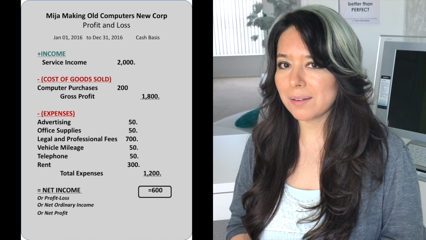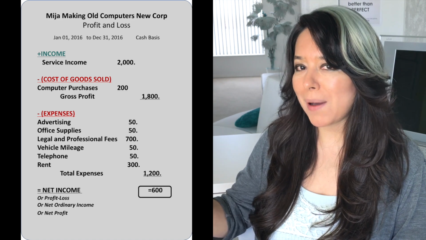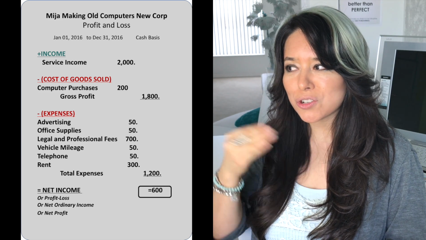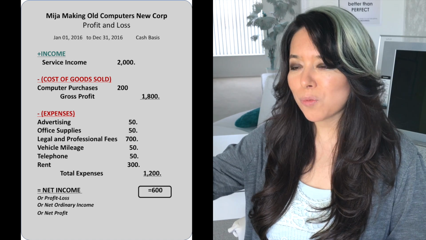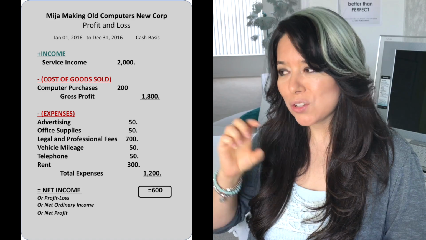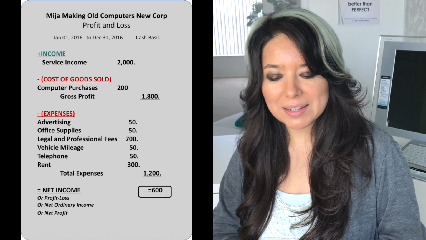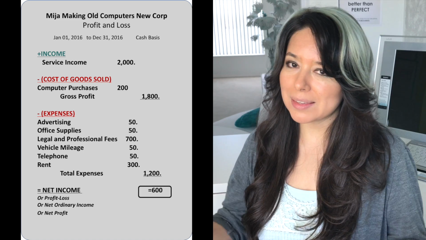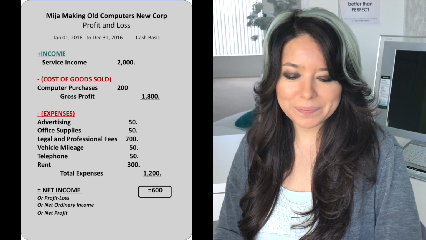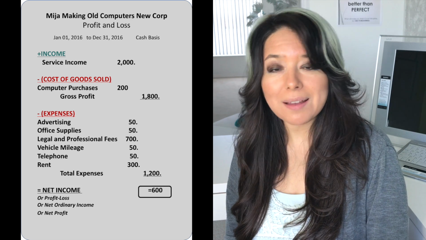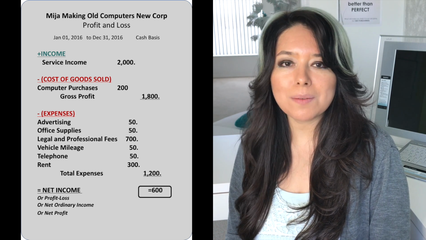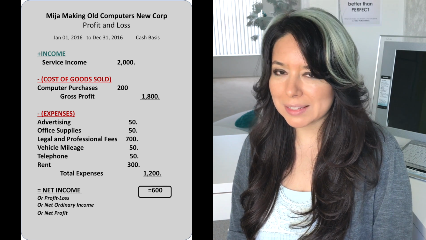And he also has a $50 expense in mileage. See, his car is not owned by the corporation, it's owned by him. And so he's going to charge his corporation for miles that he used in his car. So that's $50, and that's an expense. And then he's got telephone expenses of $50, and of course rent. So that's $1,200 in expenses, which will leave him with a net income of $600.